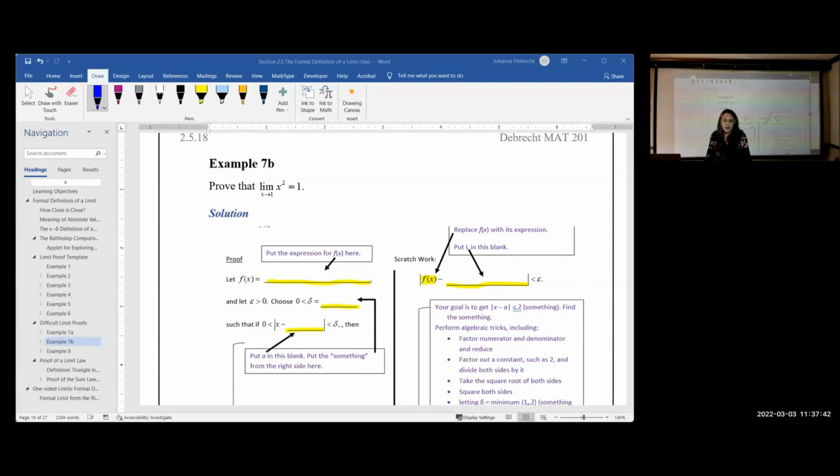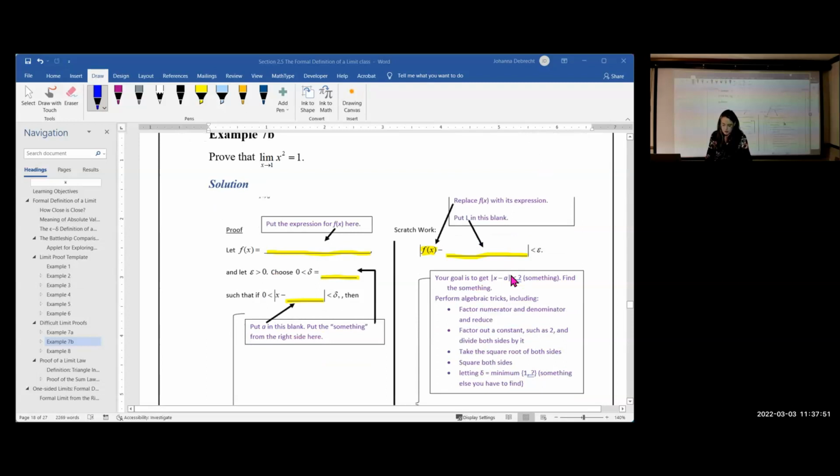Let's rework the same problem, but use a different technique to prove that the limit exists. The format is basically the same. We're still going to identify that this value here, a, is equal to 1. This is our function, which is x squared. And L is what the limit is equal to. So that's our L value there.